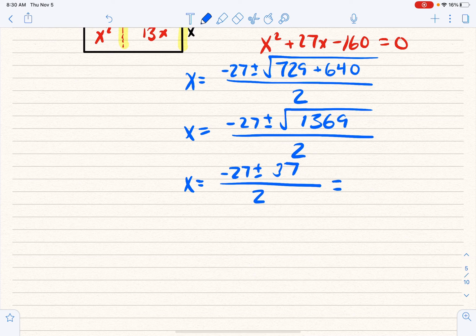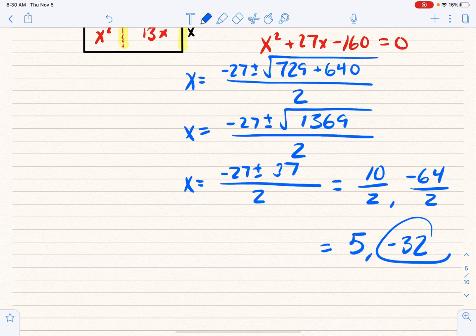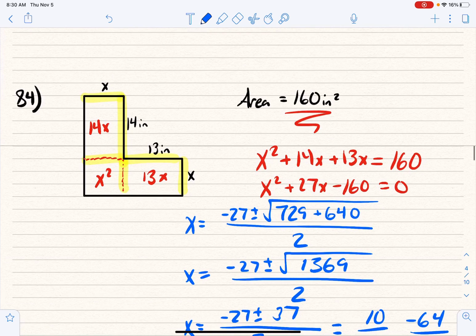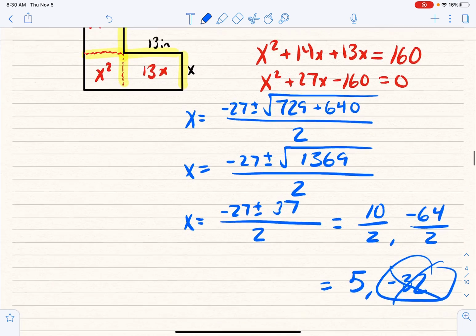So what does that mean? Negative 27 plus 37 would give me 10, divided by 2, or negative 27 minus 37 would give me negative 64 divided by 2. So that would mean my two values are either 5 or negative 32. Now, of course, I kick out this value. I don't like that because we're talking about dimensions. I have nothing against negative numbers, but in this case, to have a negative dimension is not going to work. All right, we're just about there.